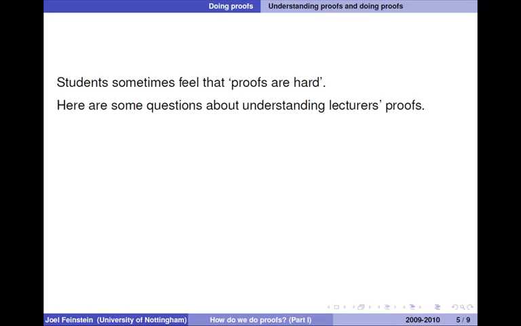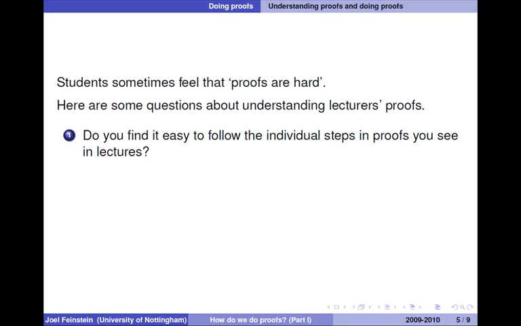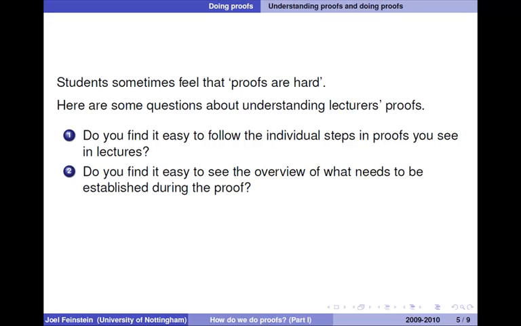Here are some things that I've heard or I thought about. Can you follow the individual steps in a lecturer's proof? I think most people can follow individual steps, but it somehow doesn't help. People have more trouble having the overview of the proof, seeing where you are trying to get to, why we are doing all this stuff in the middle, why would we be trying that?